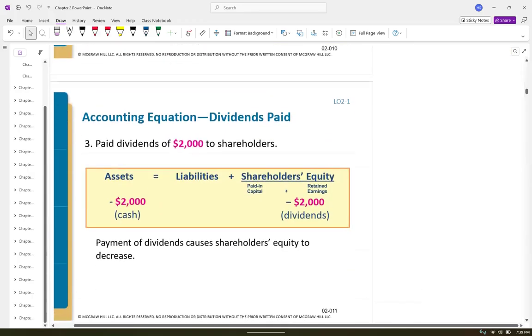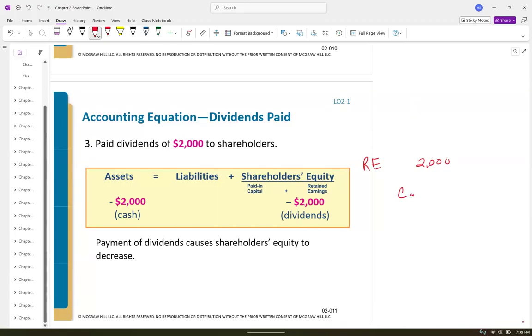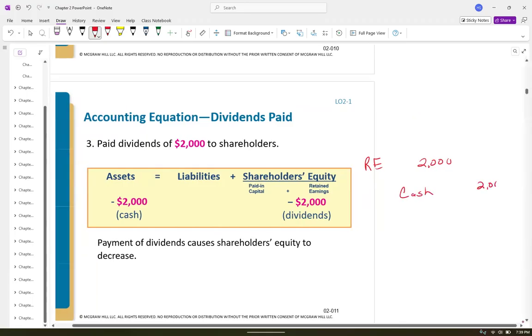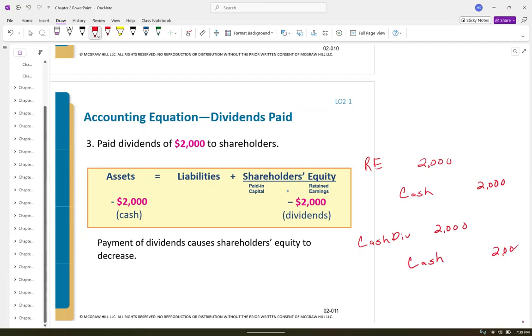All right. Then we're going to pay dividends to the shareholders. Okay. So normally this entry goes like this. We would debit the retained earnings and credit cash. Sometimes they will tell us to use a temporary account called cash dividends. So they may debit this account called cash dividends of 2,000 and then credit cash for 2,000, and then ultimately later on they would close that temporary account to the retained earnings.